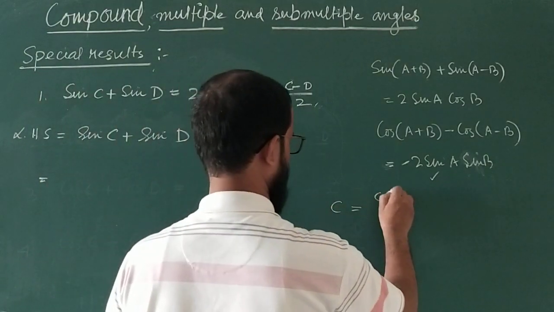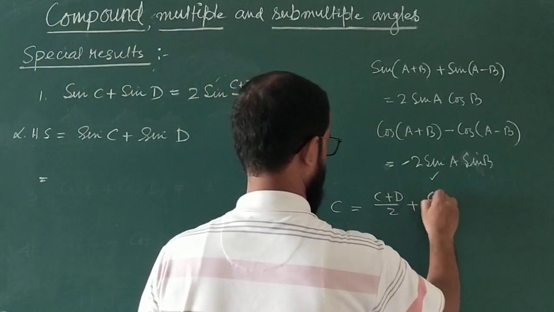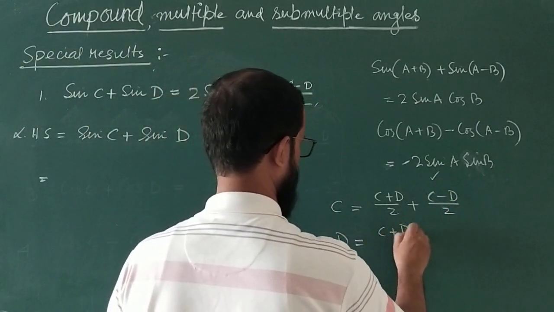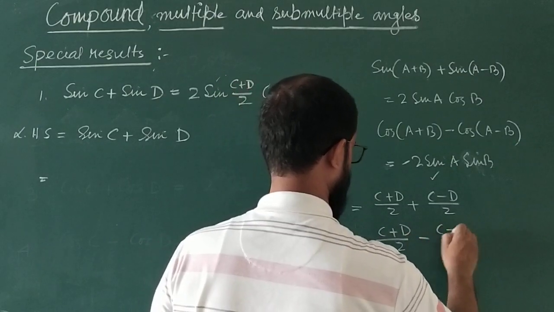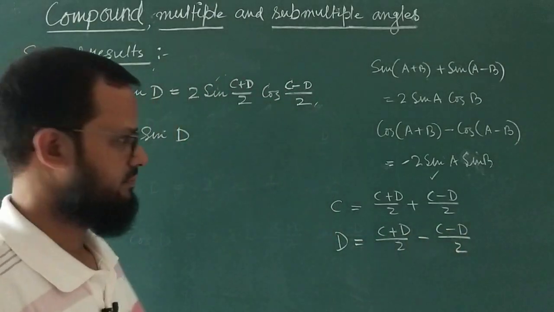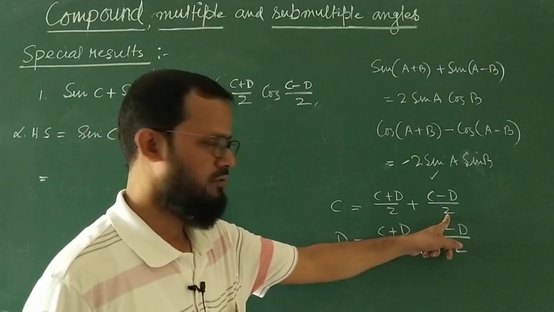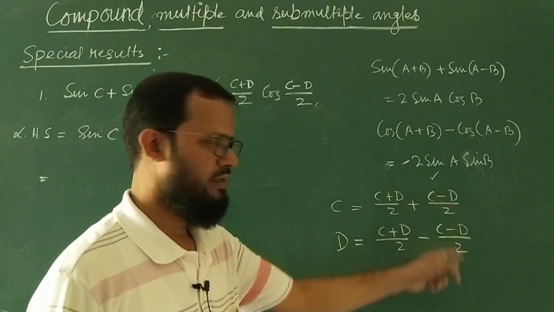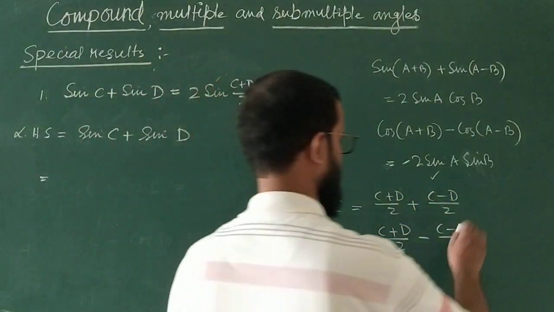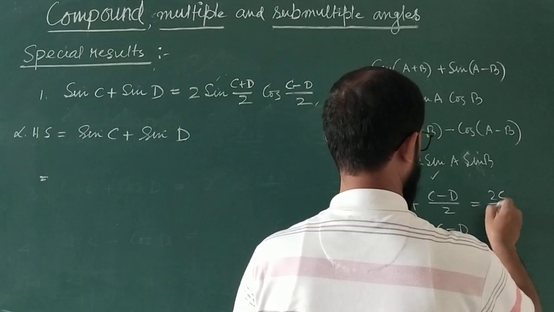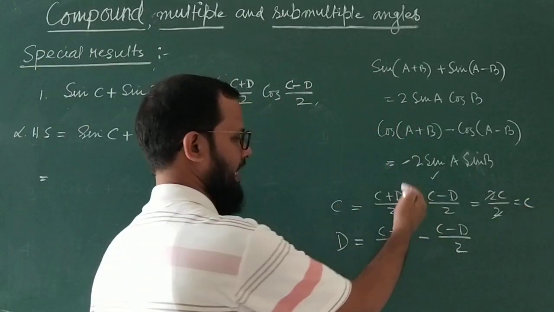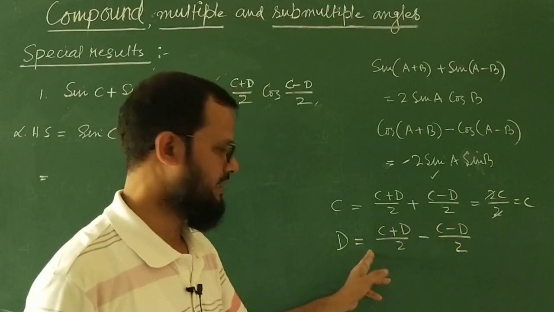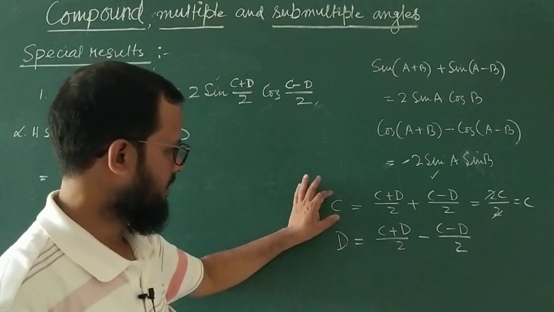C is equal to (C+D)/2 plus (C−D)/2, and D can be written as (C+D)/2 minus (C−D)/2. If you take LCM, what will happen? C plus D plus C minus D, D cancels. What will the numerator be? Twice C, so 2C by 2, and finally you are getting C. So C can be written like that. If you also take LCM here, you will see that this result is exactly D. So you can represent this.